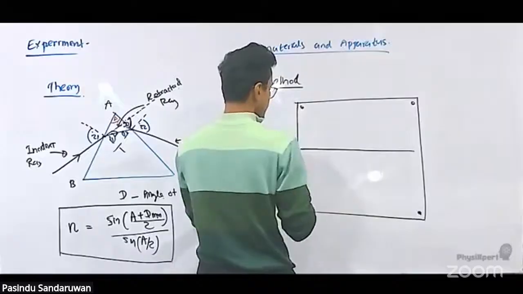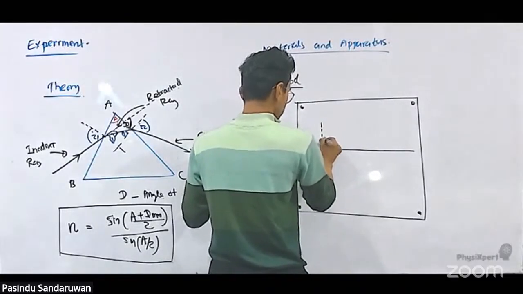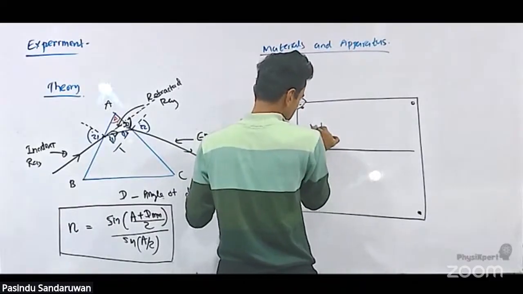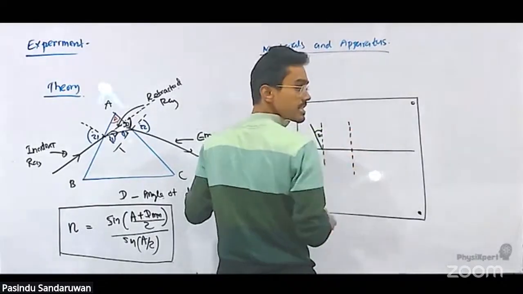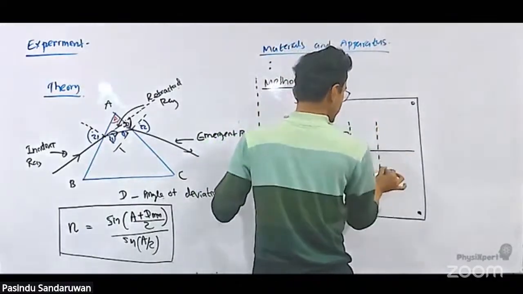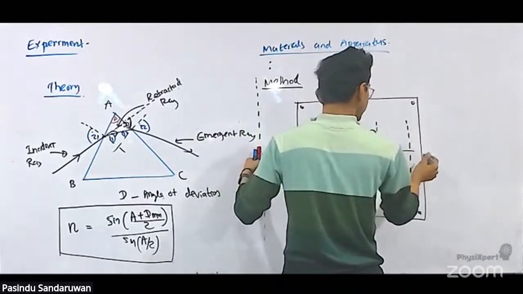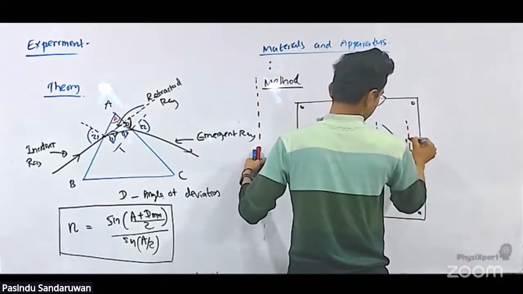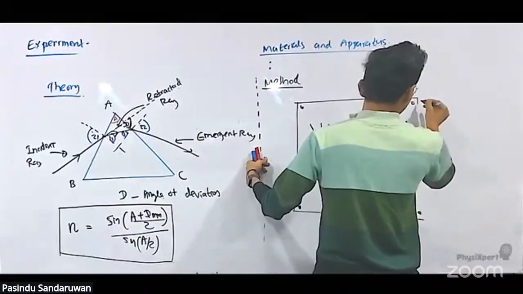Say this is 30. This is the angle of incidence that I am marking. Angle of incidence 30. Then 35. Then 40. Then 45. Right? We don't need to draw all of them.